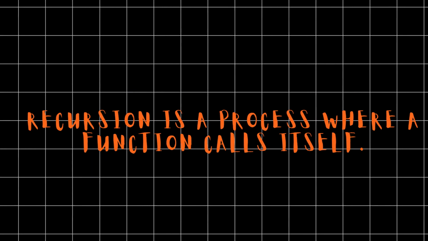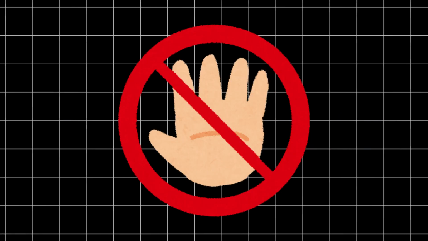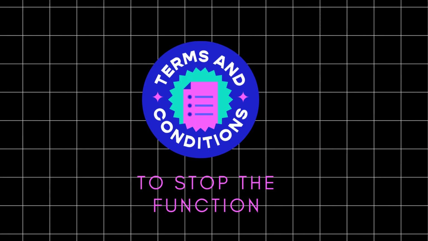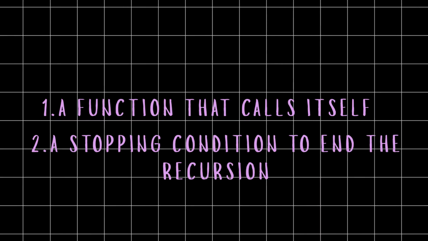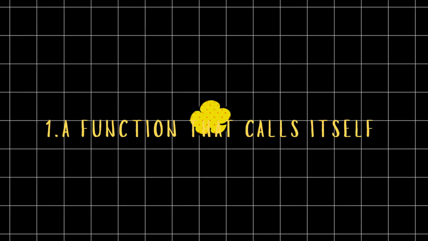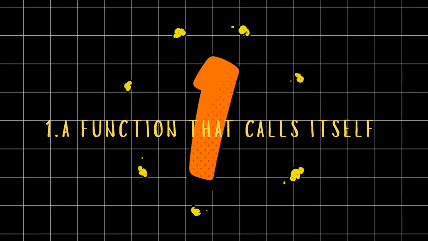But just calling itself is not enough. There must also be a condition to stop the function. So, recursion has 2 requirements: a function that calls itself, and a stopping condition to end the recursion. Now let us learn in detail about the first requirement, where the function calls itself.